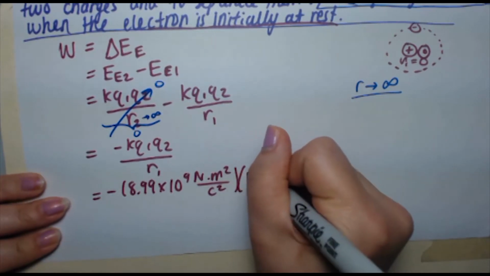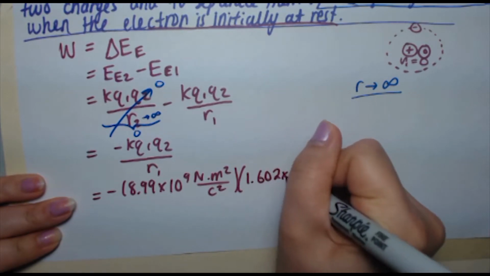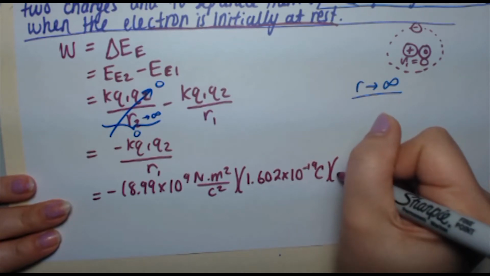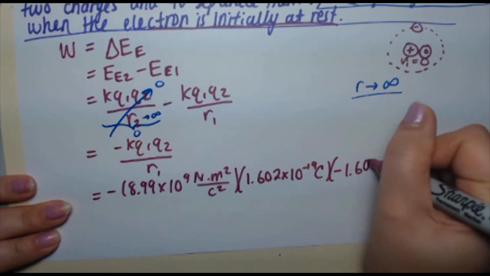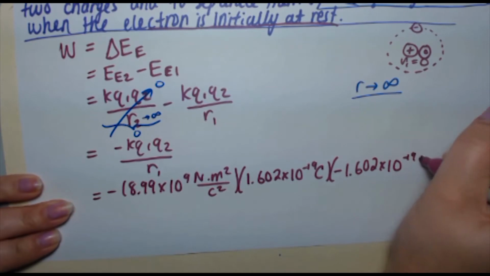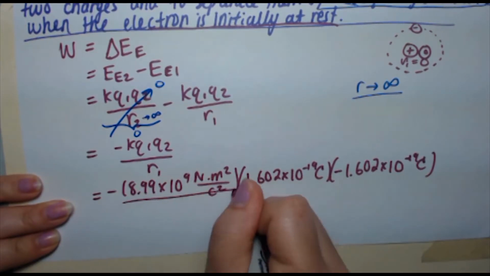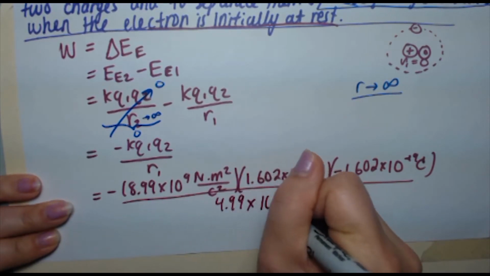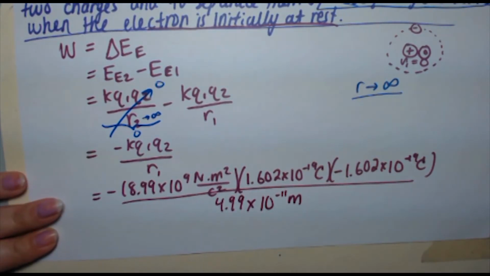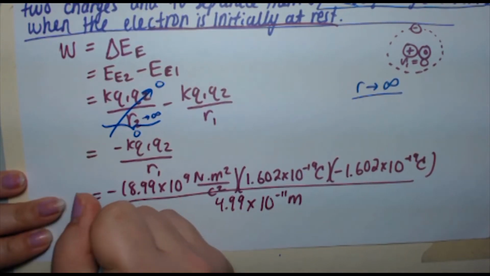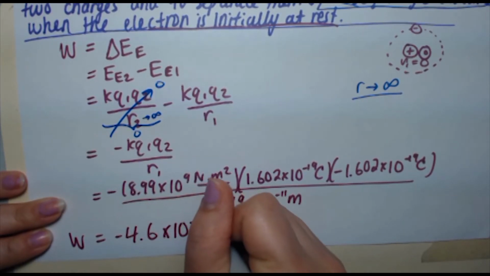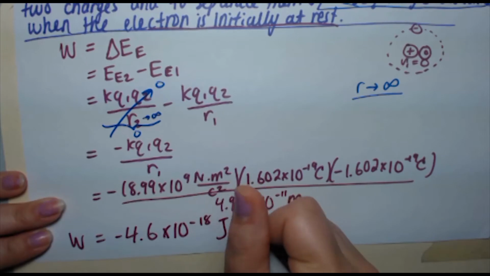For a proton, it's 1.602 times 10 to the minus 19 coulombs, and an electron has the same charge, just opposite sign, so minus 1.602 times 10 to the minus 19 coulombs. And we divide that by the distance, 4.99 times 10 to the minus 11 meters. Just crunch that in your calculator and you should get that your work is equal to minus 4.6 times 10 to the minus 18 joules.